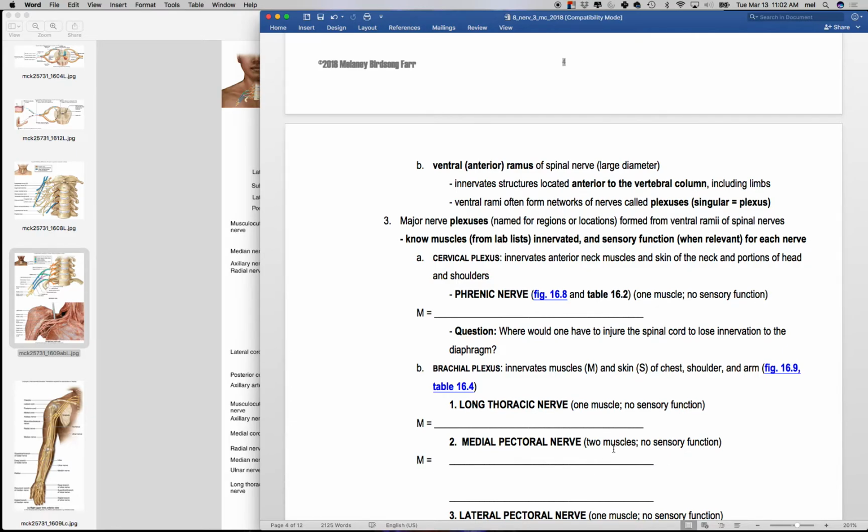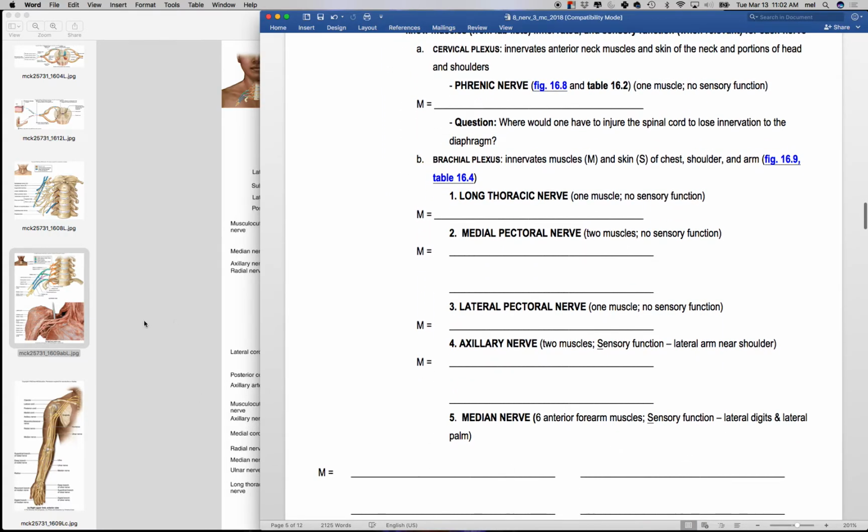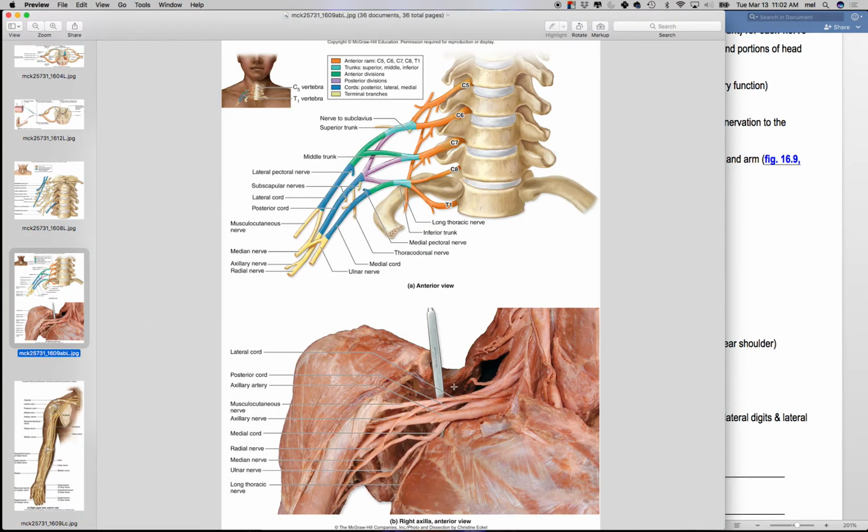So let's start with the brachial plexus. You ready? Okay. When we are starting with the brachial plexus, primarily overview of what it's doing is lateral chest, shoulder, and arm. Okay, let's do the easy nerves first.